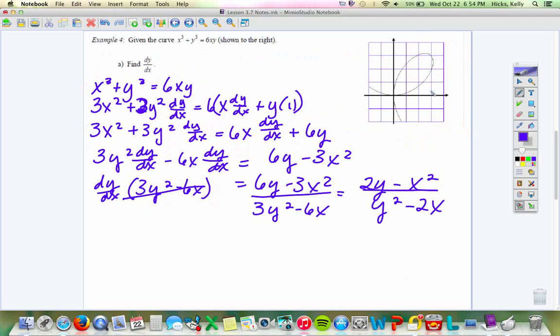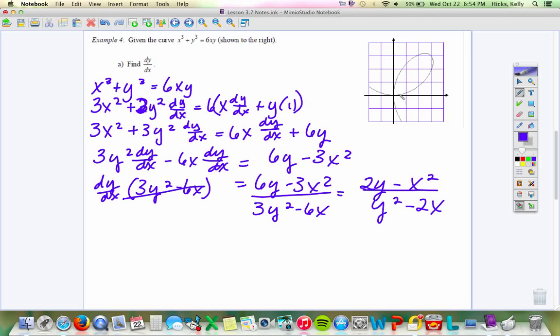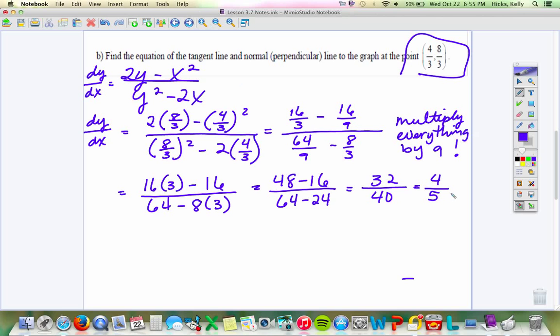So my slope of this function at any x and y is equal to 2y minus x squared over y squared minus 2x. And when I actually plugged points in, I found out that the slope at 4/3 and 8/3 is equal to 4/5. So the rate of change at that point is 4/5. Okay, let's look at the next problem. Oh, wait, we haven't done the equation.